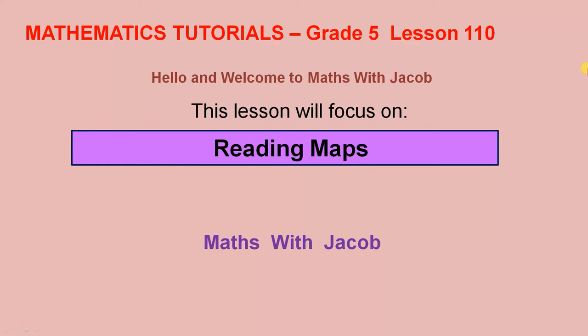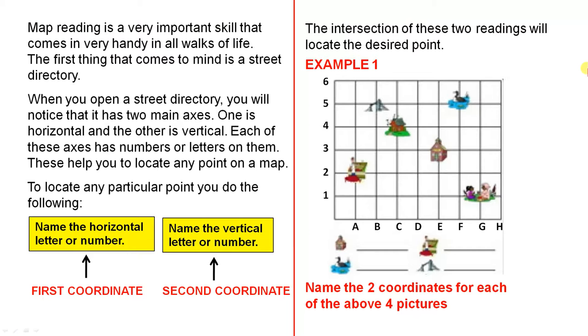This lesson will focus on reading maps. Map reading is a very important skill that comes in very handy in all walks of life. The first thing that comes to mind is a street directory. When you open a street directory, you will notice that it has two main axes. One is horizontal and the other is vertical. Each of these axes has numbers or letters on them. These help you to locate any point on a map.